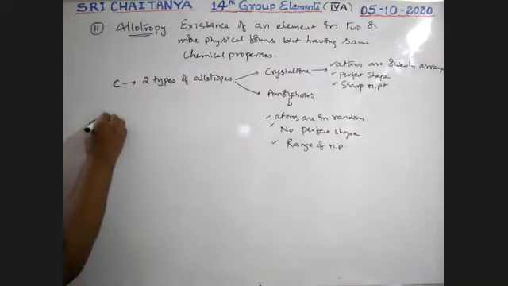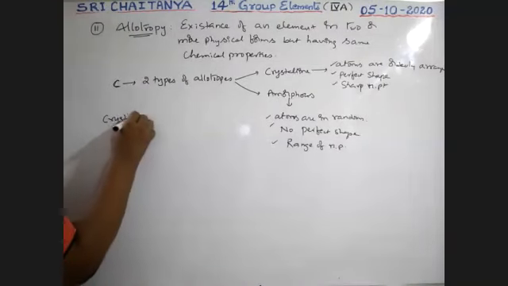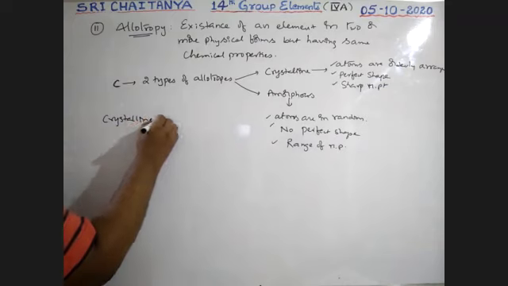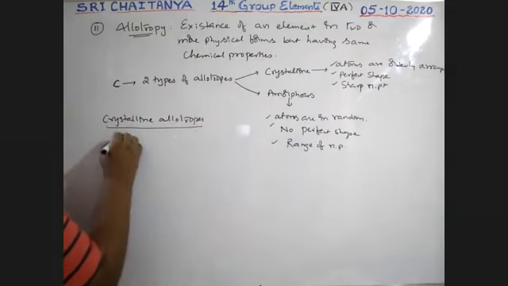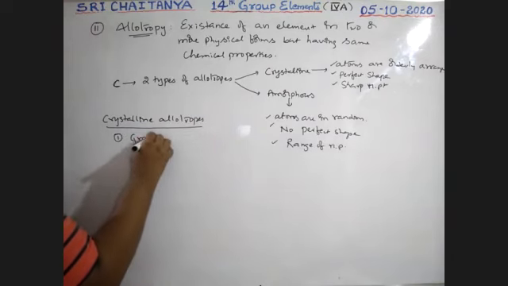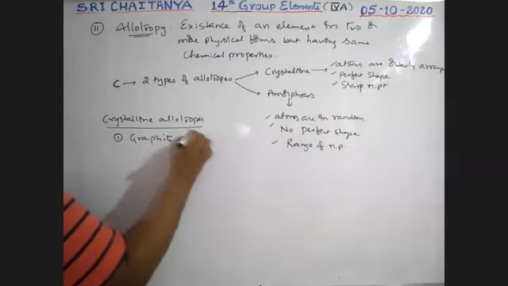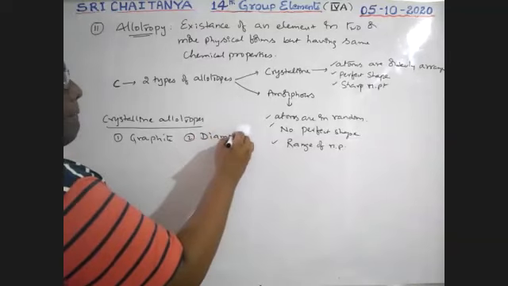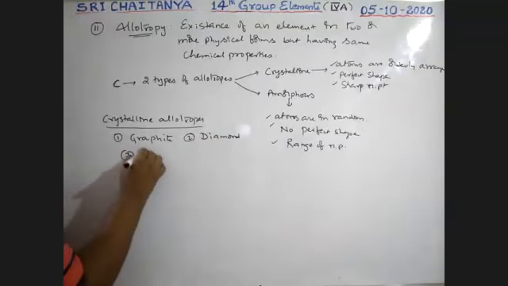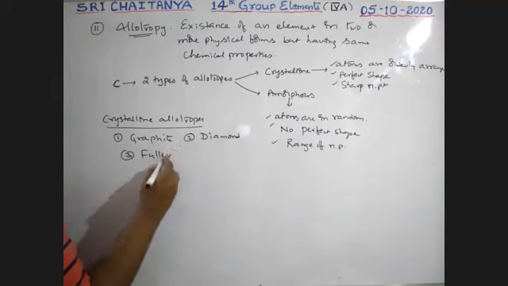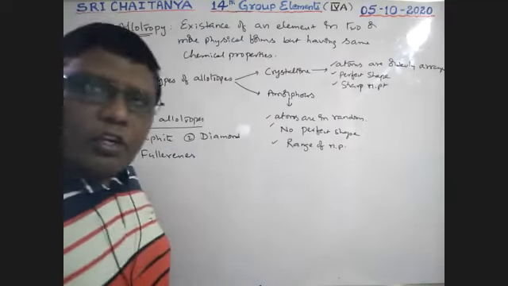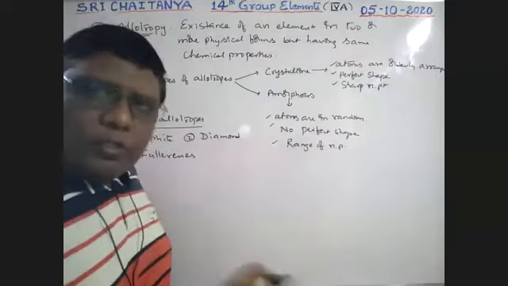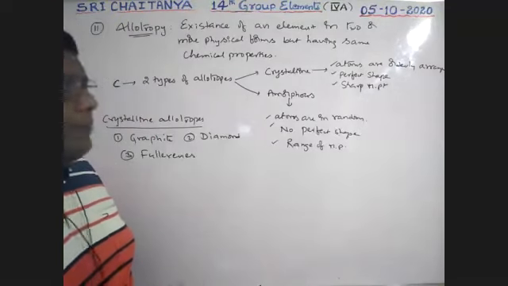So crystalline allotropes are 1. Graphite, 2. Diamond, and 3. Fullerenes. So these are the 3 crystalline forms of allotropes. Later we will discuss one by one. Crystalline allotropes, yes, C60.